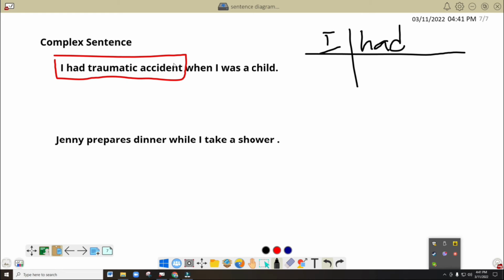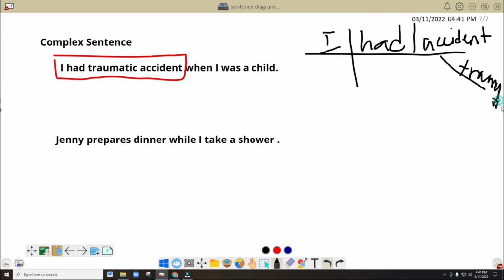Okay, so if you would say that this is an object, then we will write here, of course, the straight line. Then what happens next? We write, of course, the word accident. This is not really good if you have, of course, traumatic. So does traumatic describe the word accident or had? If it describes accident, then you put a diagonal, then write traumatic. Okay, so that's it. We got the first one in here.